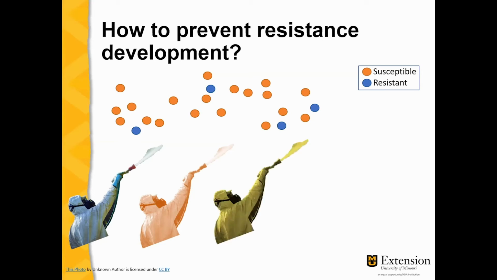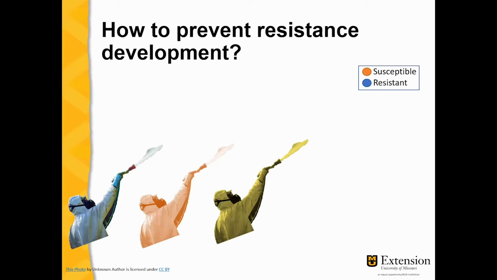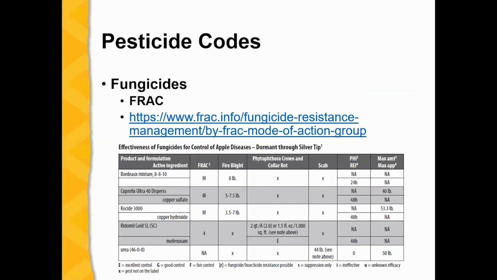And if we use another pesticide, then we'll be able to effectively control these pests without having the risk of developing resistant populations that we will not be able to control down the line. Now, Katie is going to give us an example on how to select fungicides or insecticides to prevent this resistance.